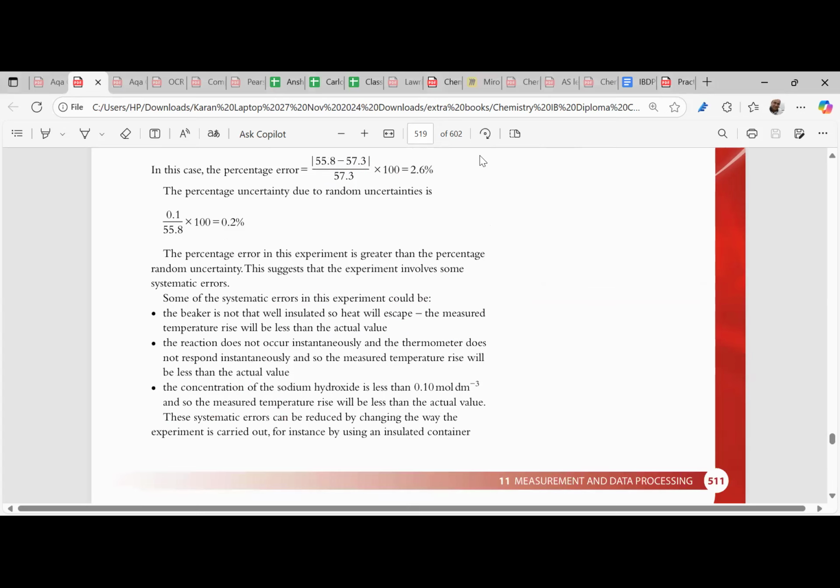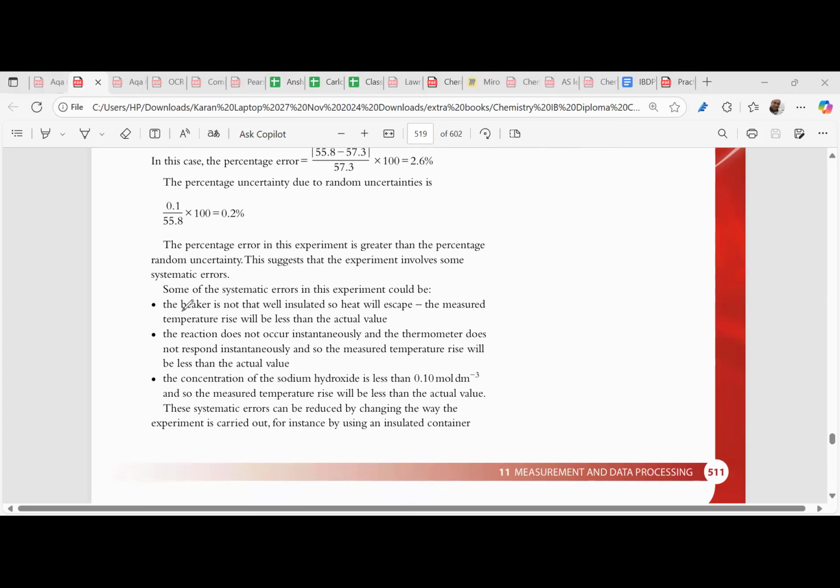So the systematic errors are due to what? Examples: the beaker was not insulated, no glass wool was used. The reaction did not occur instantaneously, so the thermometer won't respond instantaneously. The concentration of the solution which you have taken might not be correct, right? Is it clear? Do you get my point? That is accuracy, precision, and systematic errors.